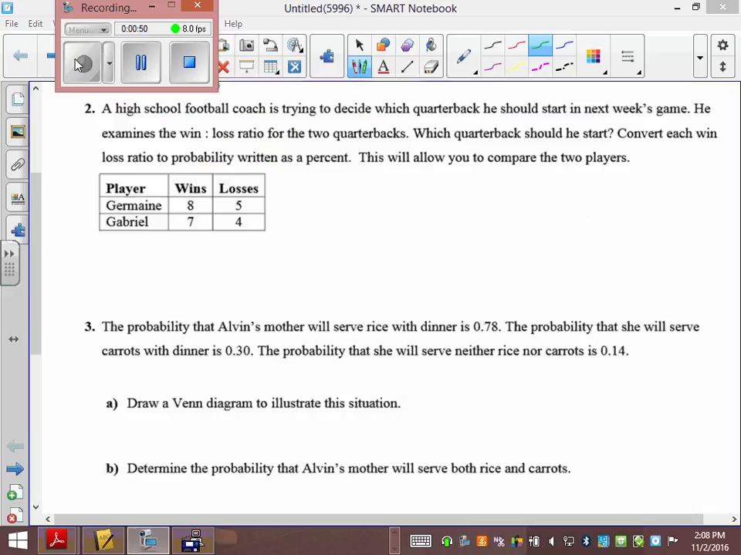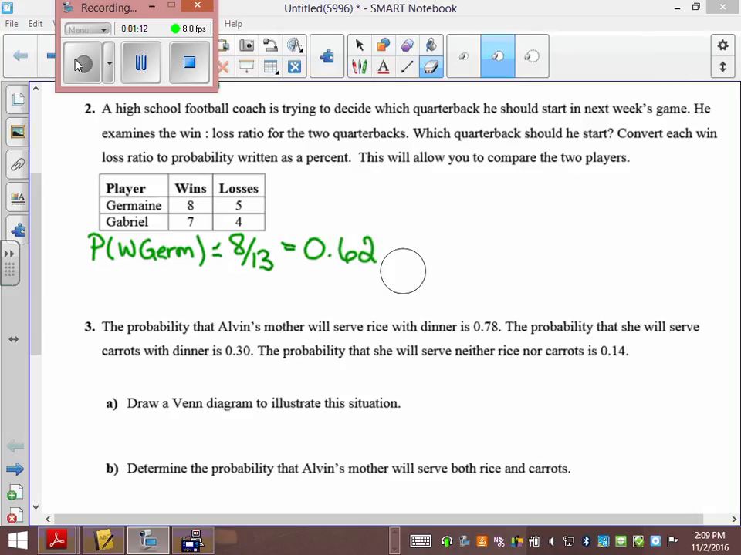Okay, so we need to do the probability of winning for Jermaine. 8 out of 13, which when you round it is 0.62, or 62%. For those of you who rounded that to 0.61, stop. Round properly. You wouldn't get it right if it was on the diploma, and that was the actual answer you had to put in.